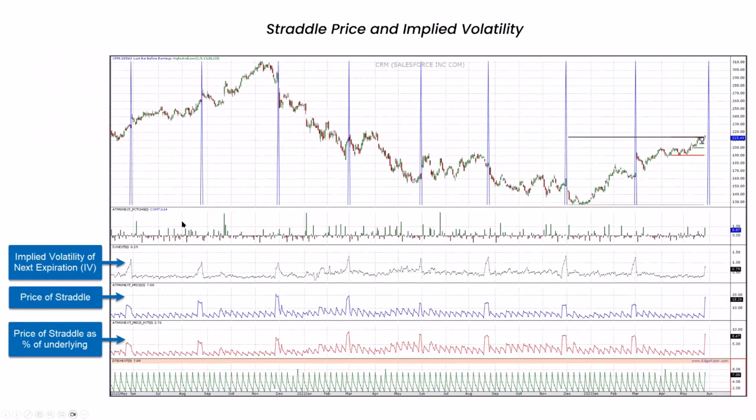And then I mentioned this earlier, so I don't really need to go into this again, but implied volatility is a substitute for straddle price. If implied volatility is high, straddle price is high. Implied volatility and straddle price go high on the last tradable bar before earnings. And you can see that in the charts here.